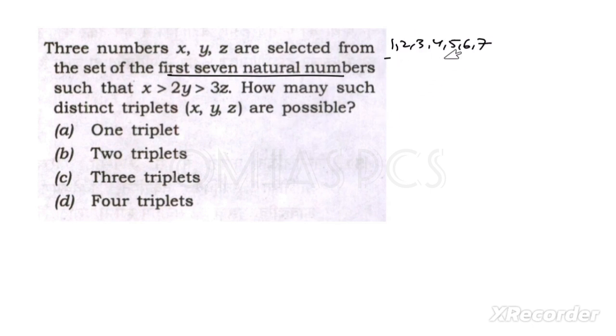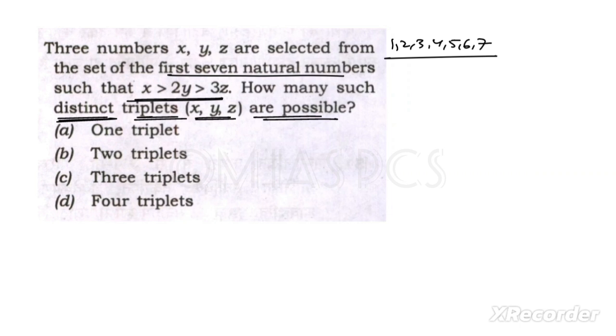Such that x is greater than 2, y is greater than 3z. And this is our condition. So how many such distinct triplets, meaning groups of 3, are possible? Is it clear? Okay, so let's try. It's a very important question. So first understand how to approach this one.